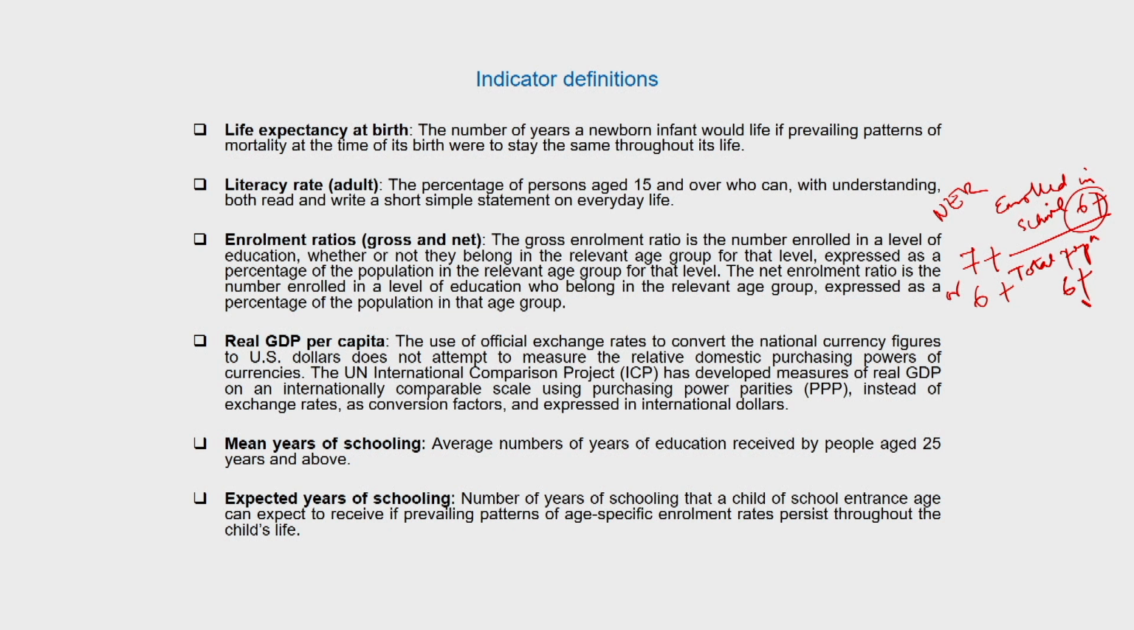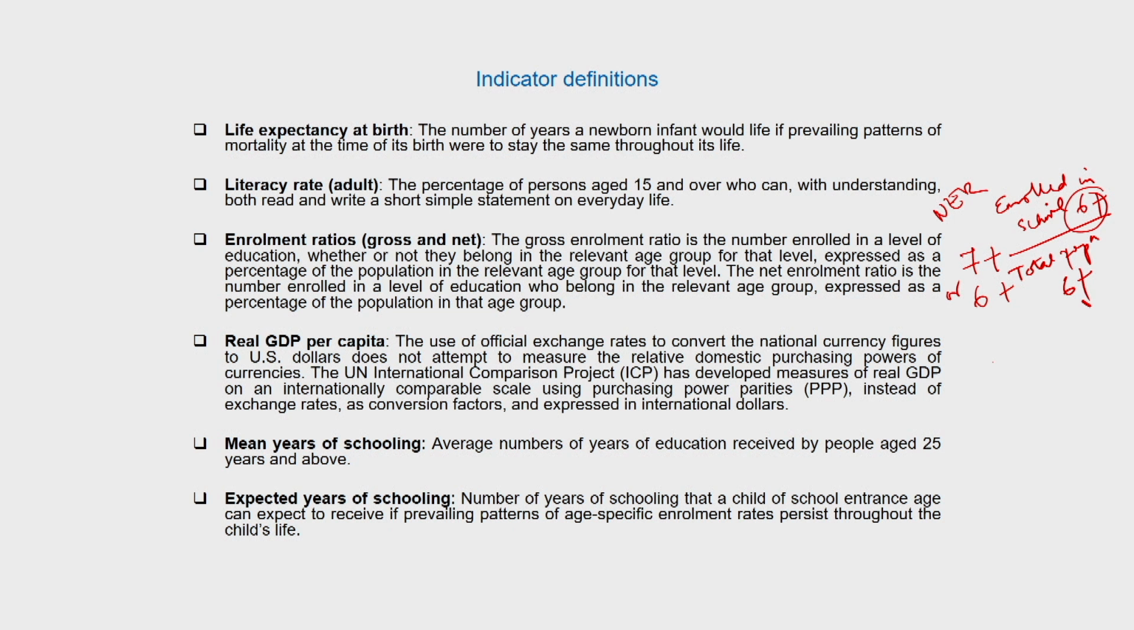If we take all those enrolled in school irrespective of whether they have attained age 6 and above, which may include children below 6 years of age or above, then we would refer to it as gross enrollment ratio. So gross enrollment ratio is the number enrolled in a level of education whether or not they belong in the relevant age group for that level, expressed as a percentage of population in the relevant age group for that level. And net enrollment is the number enrolled in a level of education who belong in the relevant age group.